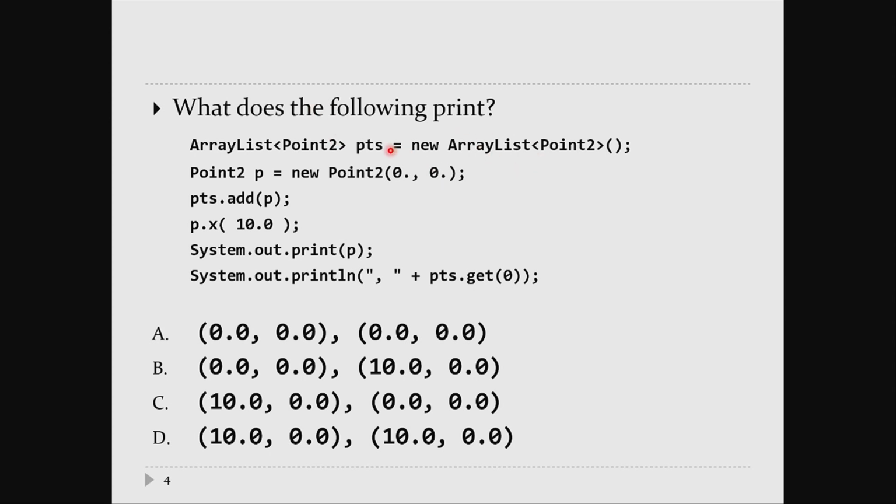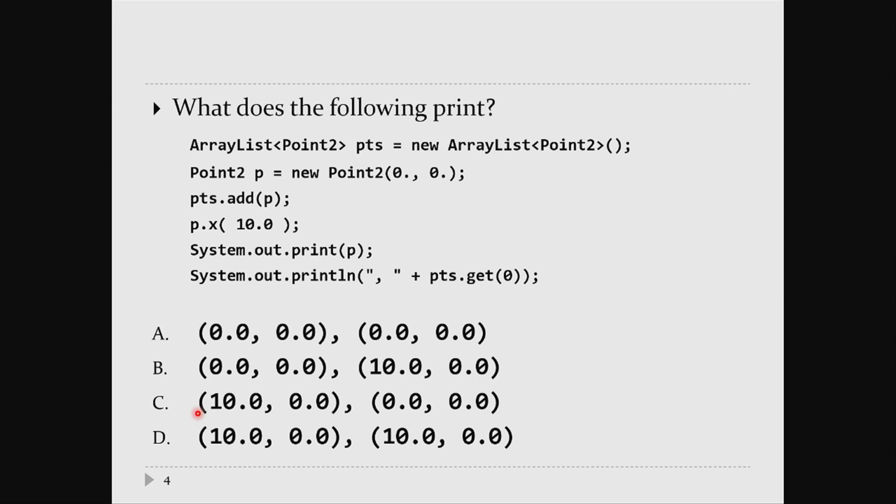So for example, if you were to make a list of points, and I make a point p, and I add that to the list. Then I use p to change the x-coordinate of that point. When you run the code, you print out p and then you print out points.get(0), the first point in the list. Which one of the following do you get? Well, if you print out p and you've changed p.x to 10, you're going to get 10, 0 as your first output. So it's one of the last two for sure.